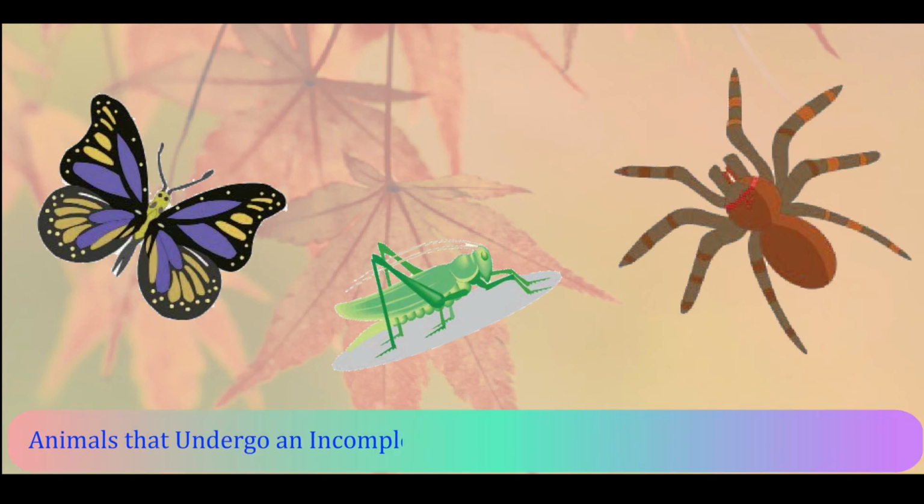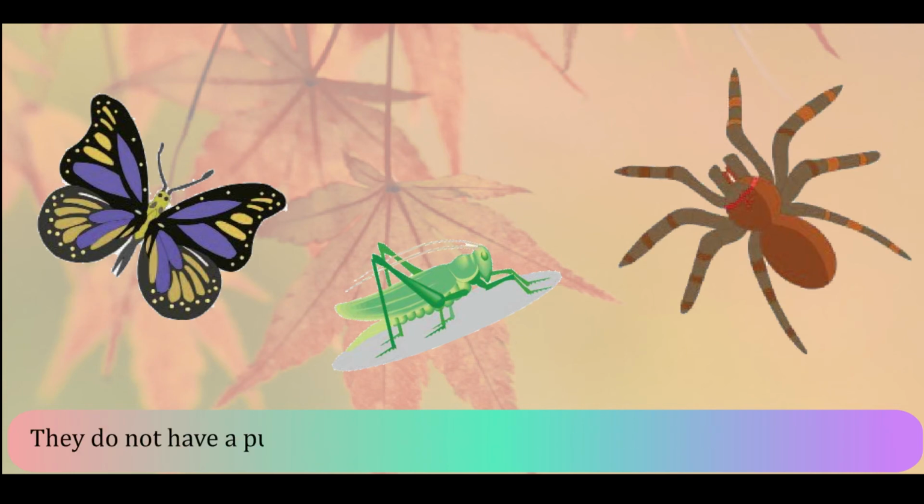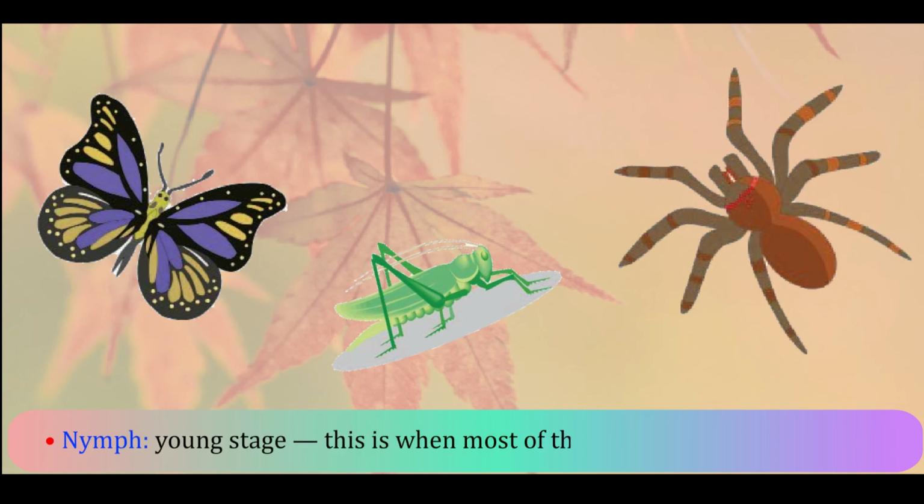Animals that undergo an incomplete metamorphosis. About 10% of insects go through an incomplete metamorphosis. They do not have a pupal form. These include dragonflies, grasshoppers, and cockroaches. These insects have 3 stages in their life cycle: egg, unborn stage; nymph, young stage, this is when most of the feeding is done; adult, final breeding stage, including wings.